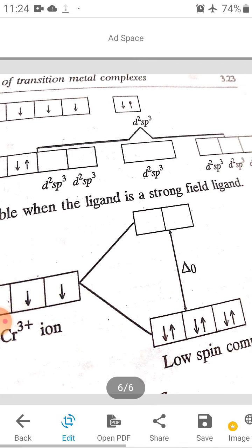When the electrons in chromium are paired, and when such a state occurs, the compound is a low spin complex and the hybridization is d2sp3. This low spin complex has 2 orbitals empty because the paired electrons enter into the t2g orbital and the eg orbital is empty.